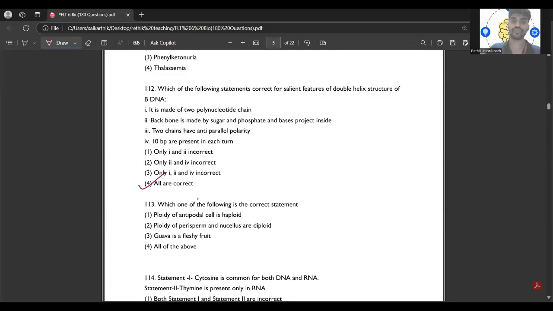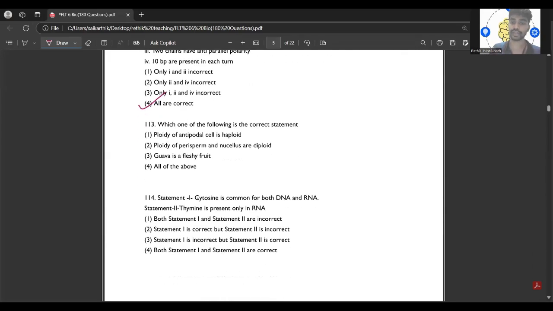Okay. So 130, which of the following is the correct statement? The ploidy of antipodal cells is haploid. The ploidy of perisperm and nucellus is diploid. Ovary is the fleshy fruit. All the above. So you have to say this because this is a clean and direct question. So yes, all of them are correct.